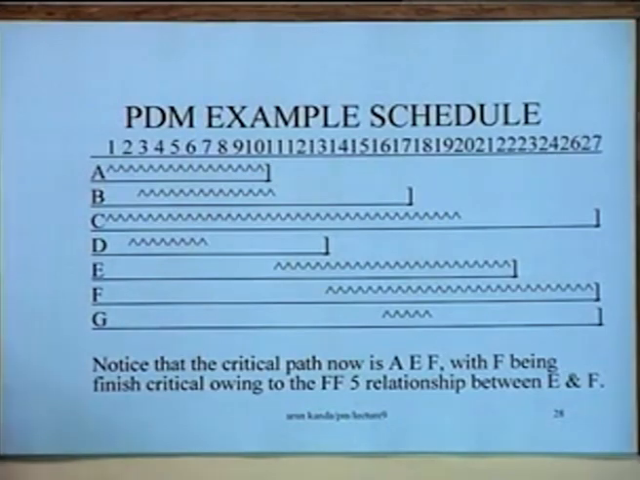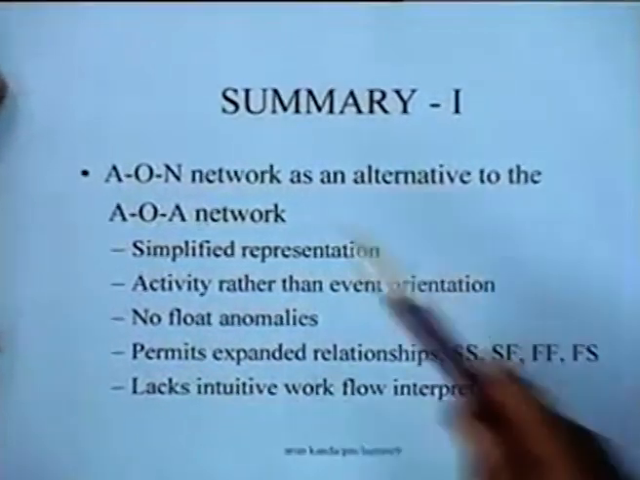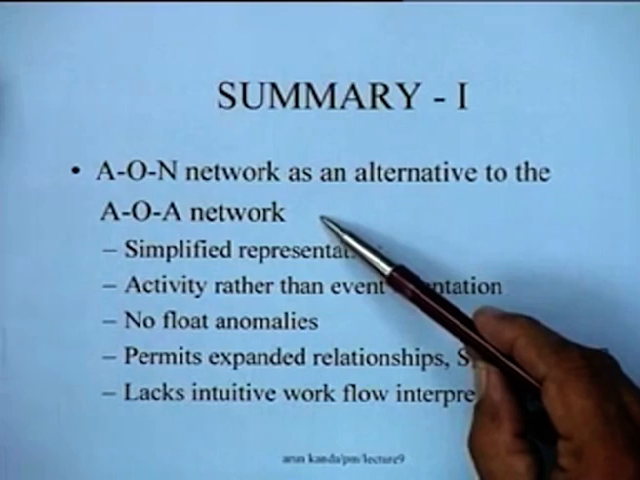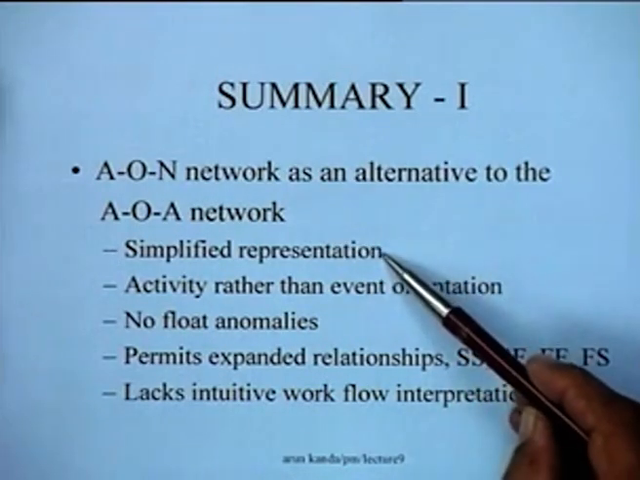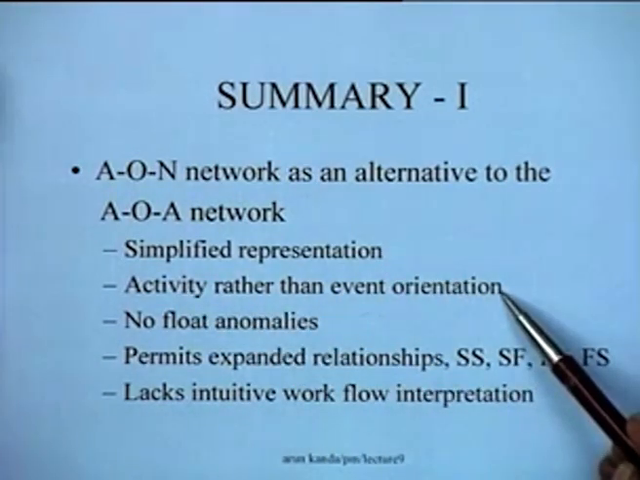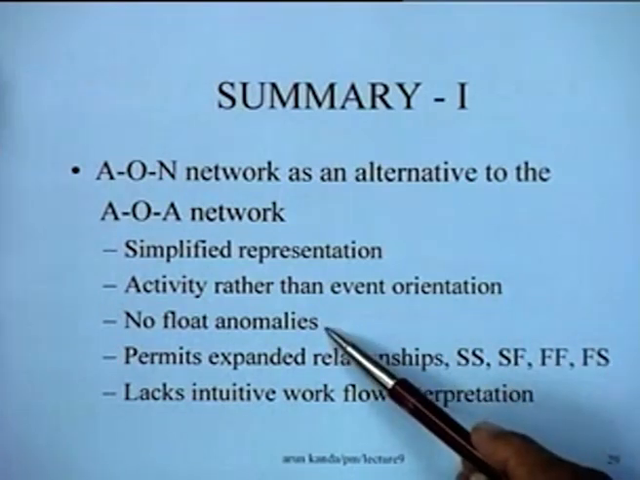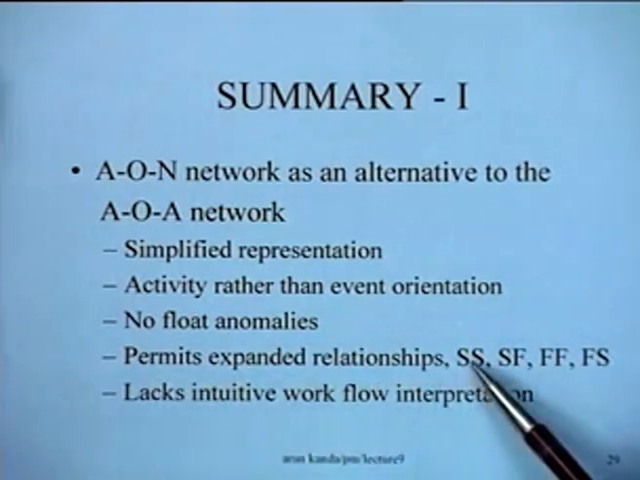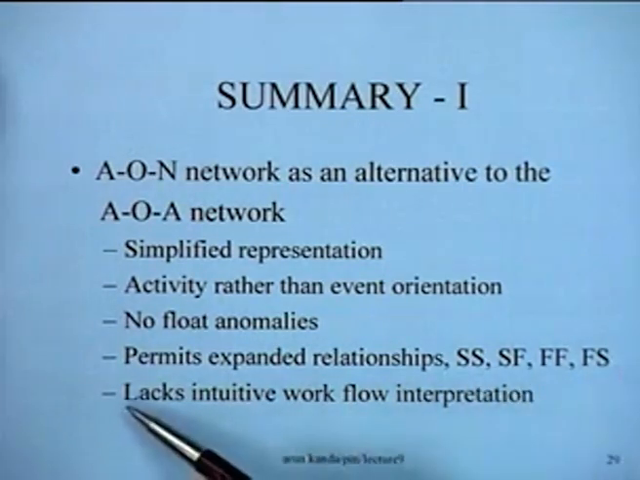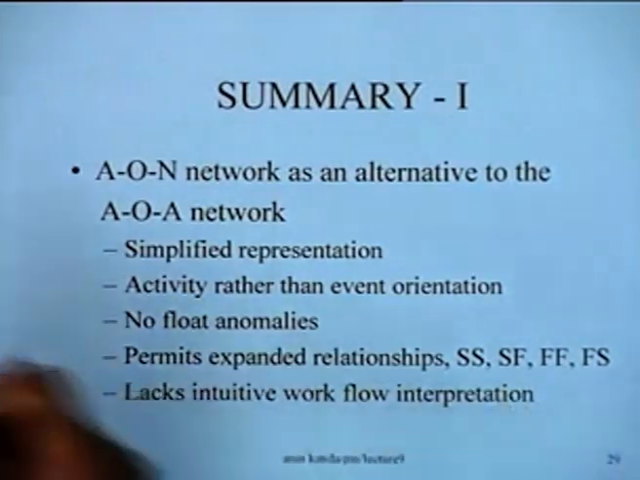So in this particular lecture we have looked at the AON network as an alternative to the AOA network, and we have found that the AON network gives us a simplified representation. It has an activity rather than an event orientation. There are no float anomalies. It permits expanded relationships of the type SS, SF, FF, FS. However, it lacks intuitive workflow interpretation. That's one of the things that we have seen.